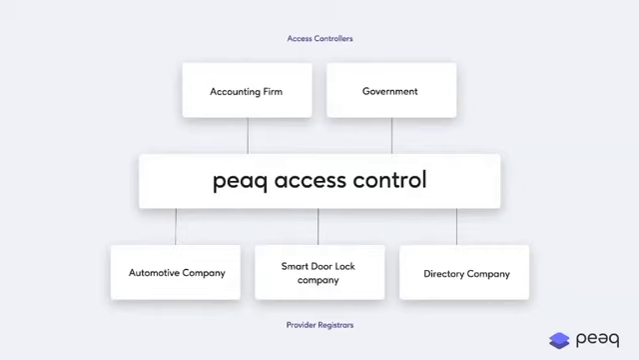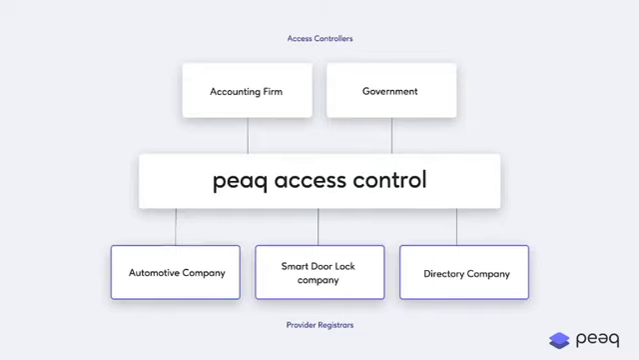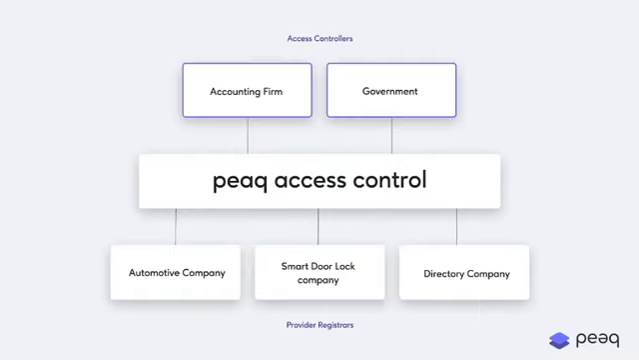Here's an overview of the peaq access control platform. On one side of the platform we have provider registrars and on the other access controllers. Provider registrars are manufacturers of products and services that require management of access rights. These can be either physical, like office doors or vehicles, or digital, like networks and databases. On the other side, we have access controllers. These are organizations who have purchased products or services from the provider registrars and now want to manage the access rights via peaq access control.